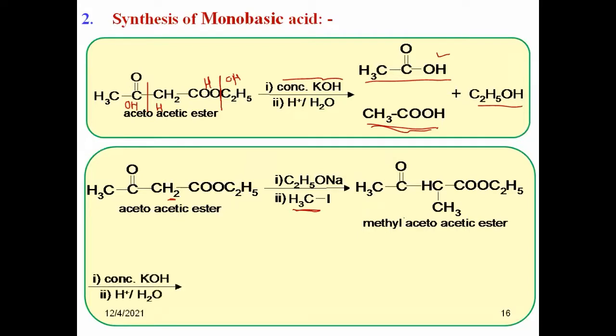Now that methyl derivative on further reaction with concentrated KOH followed by acid hydrolysis. म्हणजे डायरेक्टली मी acetoacetic एस्टरचं कॉन्सन्ट्रेटेड KOH बरोबर रिएक्शन नाही केली. पहिल्यांदा आपण त्याचा मिथिल डेरिव्हेटिव्ह तयार केला. In the first step we have converted this acetoacetic ester into its methyl derivative, and now this methyl derivative is further treated with concentrated KOH followed by acid hydrolysis.